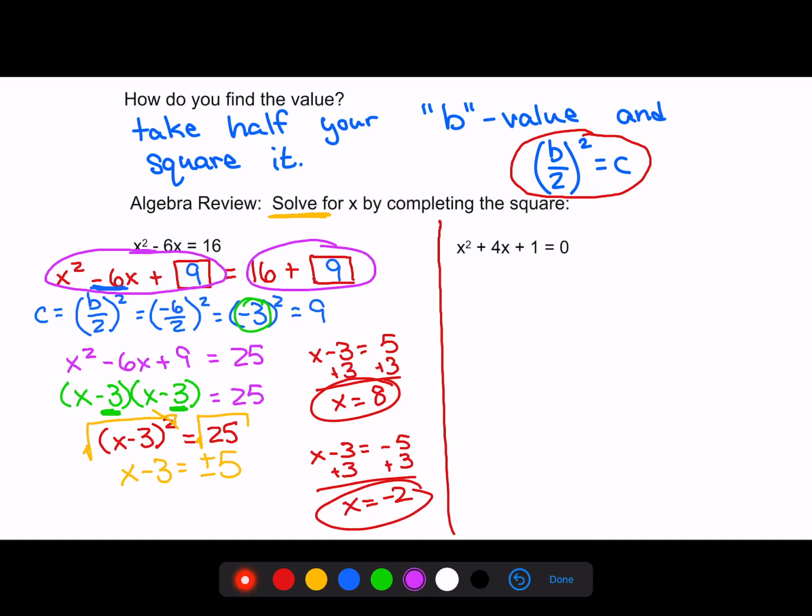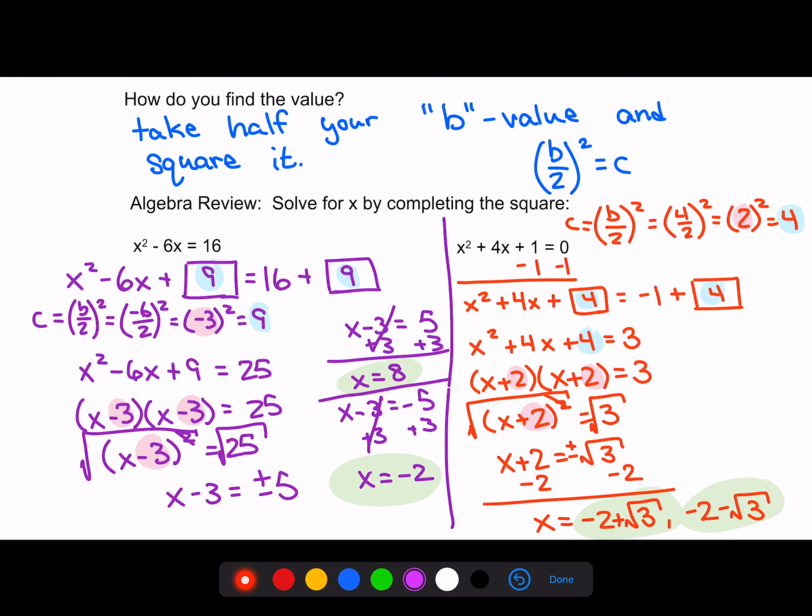All right, our second equation, x squared plus 4x plus 1 equals 0. This time we're going to start by getting rid of our c value, because this isn't a perfect square trinomial. And if it's not a perfect square trinomial, I need to move my c value over so I can make it a perfect square trinomial. So I subtract 1 from both sides, which leaves me with x squared plus 4x plus blank equals -1 plus blank.